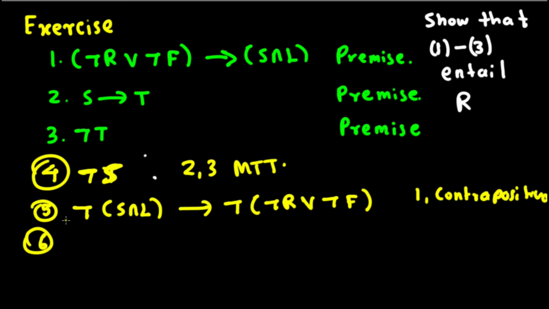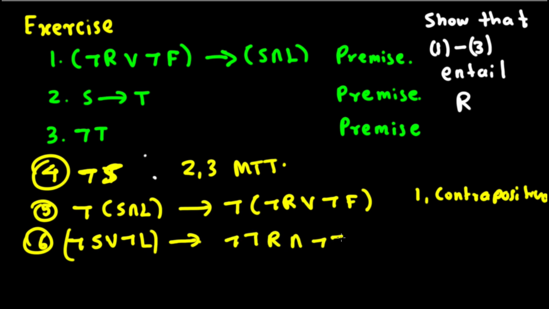Now the sixth thing is, we are going to use De Morgan's theorem. De Morgan's theorem says if you expand this not inside, if you have and, that's going to turn into or, and if you have or, that's going to turn into and. Now let's go ahead and do that. So for the 6th step, this is going to become not S or not L, and the next thing is going to become not R or not F. And here we applied De Morgan's theorem.